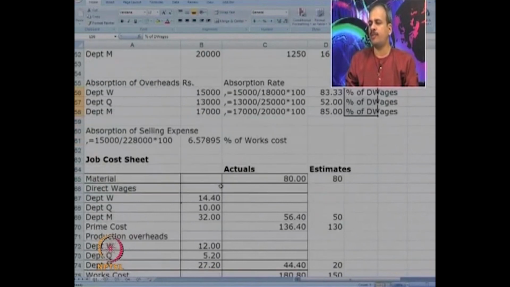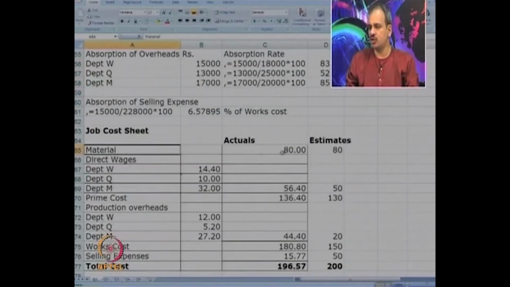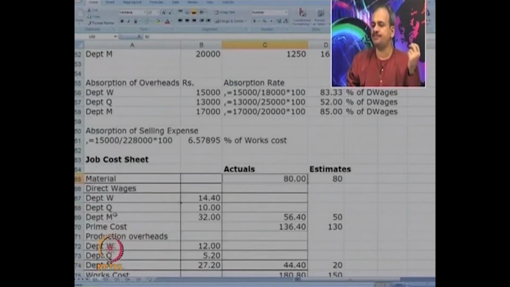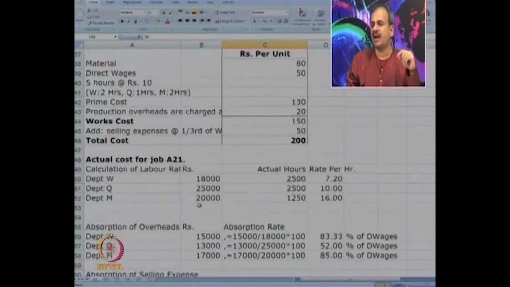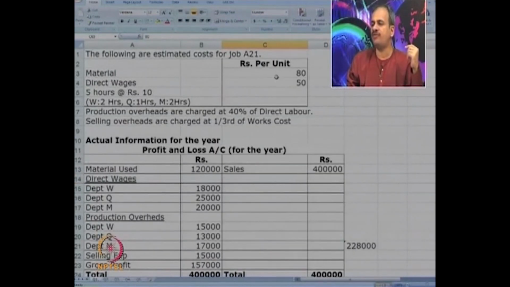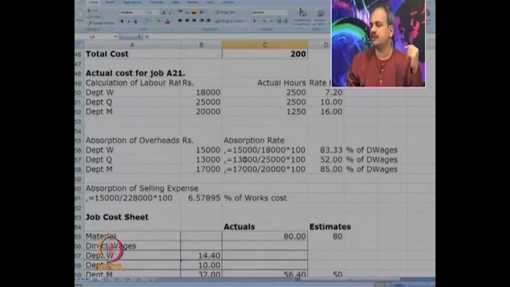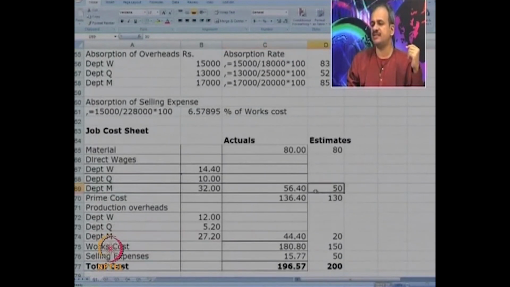Now let us go for preparation of actual job cost sheet. So you can see material cost is 80 rupees, which is anyway given to us. Wage cost is now we have calculated. Earlier there was an estimate of 50 rupees used, which you can see in the estimates. Now actual calculation is done.